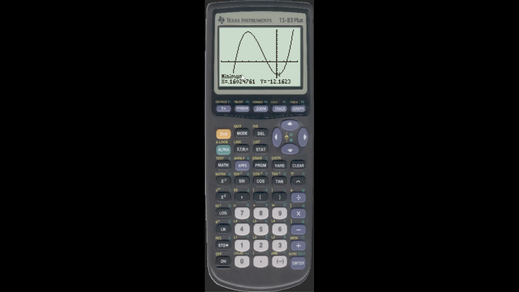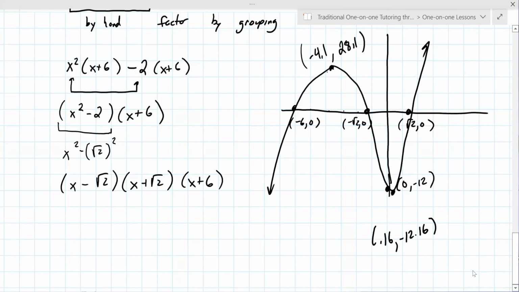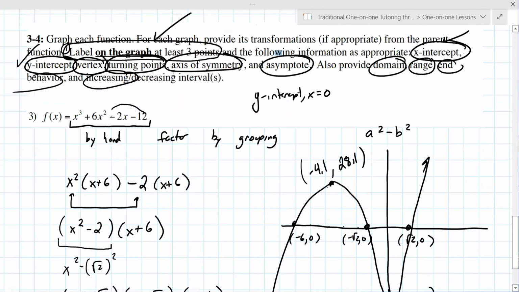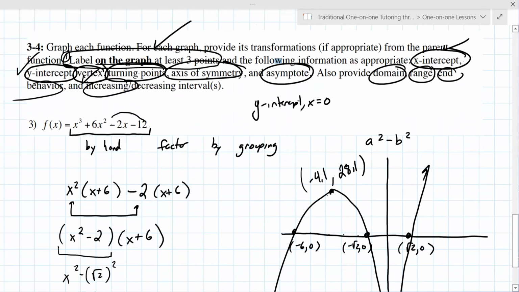Okay, so let's go back to the other screen here. And I know there's a lot going on, but you can see here, since you have the calculator, you can just sort of have it trace along there. So it's not really the vertex, it's the turning points is what we just found.